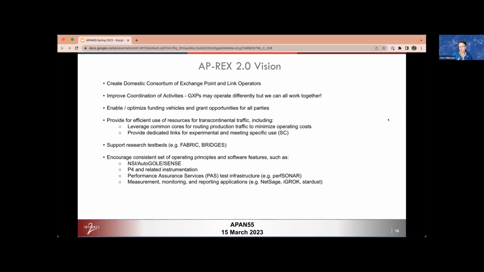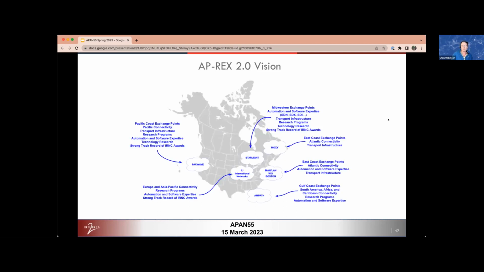So this was an idea that formed several years ago, and now we're bringing more partners in to try to expand it and really start moving forward. So right now, our vision is that we would have 6 partners inside the North American footprint, including Canary, who operates MoXi, and Starlight, the Starlight Exchange, AMPATH out of Florida, IU, who Hans will talk about in a few minutes, and PacWave, and of course the Internet2 exchange points. And each of these entities brings strengths to the table.